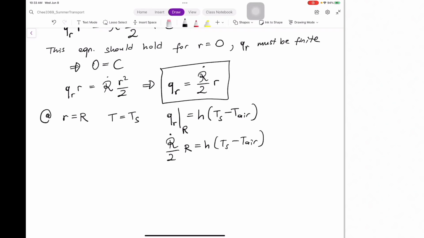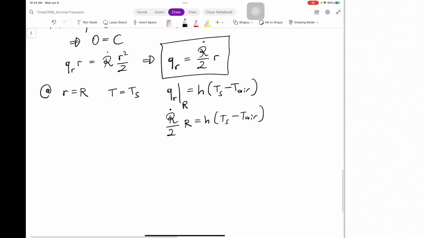Okay. And you can solve for the surface temperature. The surface temperature comes out to be T air plus fancy R dot R over 2H. Okay.